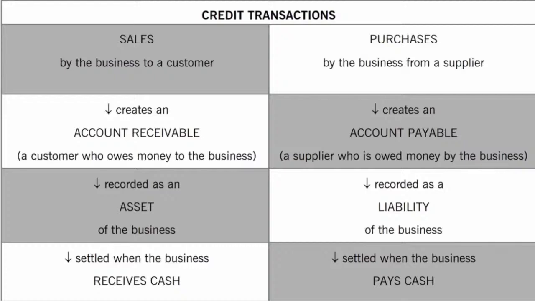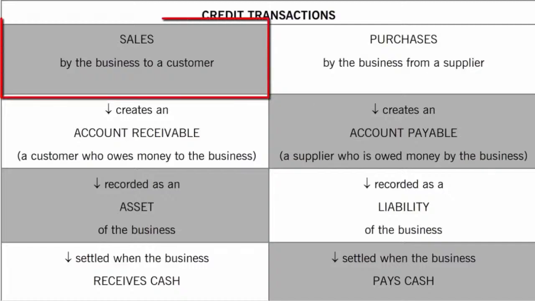Now let's break it down column by column. First column, sales on credit. When a business sells goods or services to a customer on credit, the customer doesn't pay right away. Instead, they agree to pay later. Here's how that works, step by step. 1. What happens? The business makes a sale. The customer gets the goods or services but delays payment.